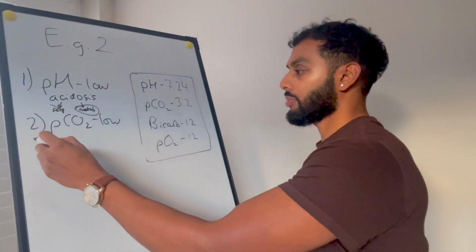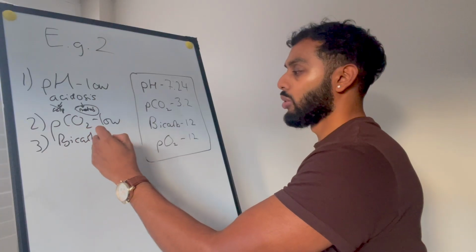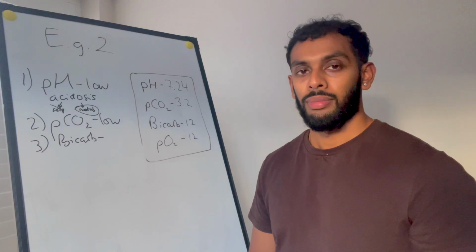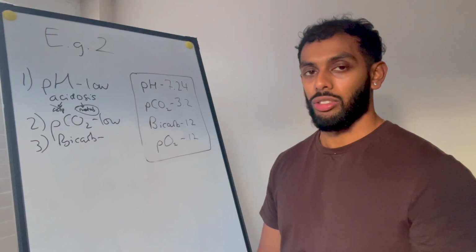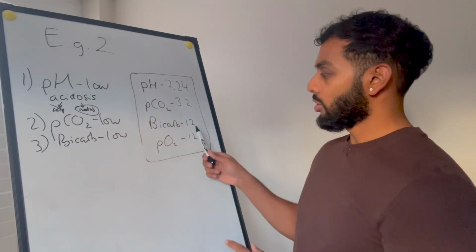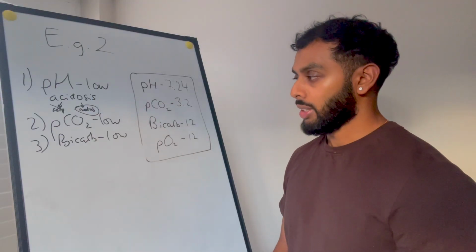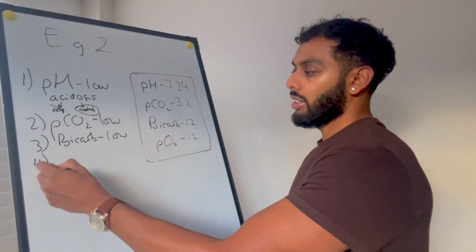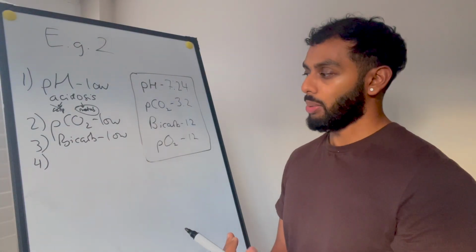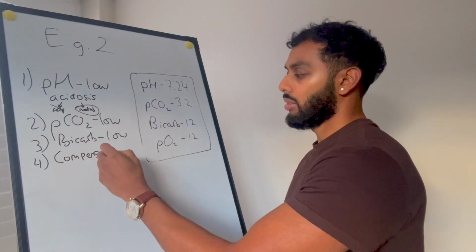Number 3, bicarb. What would you expect the bicarb to be if it was metabolic acidosis? The bicarb would be expected to be low. Is it low in this patient? Yes. So we've just confirmed that it's metabolic acidosis. Now, metabolic acidosis is not enough as a diagnosis. We need to see if there's any compensation. So, is there compensation?